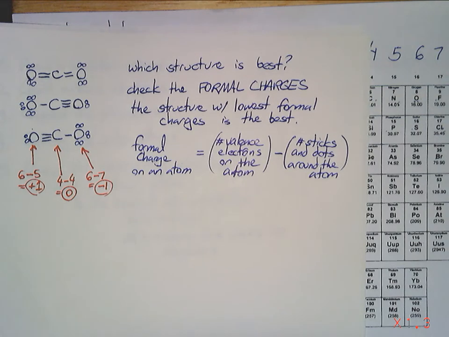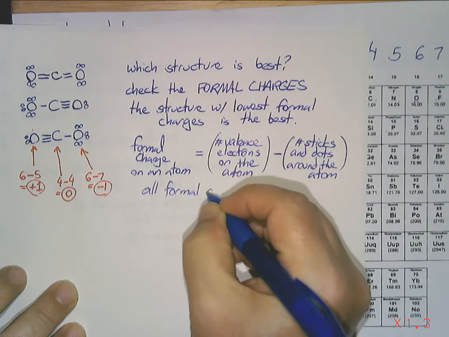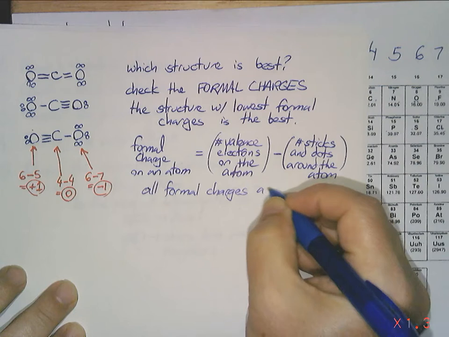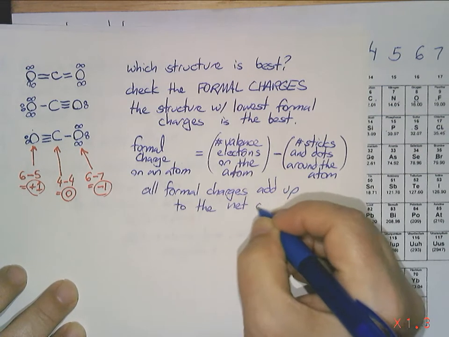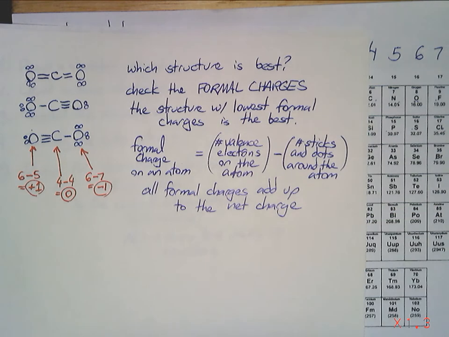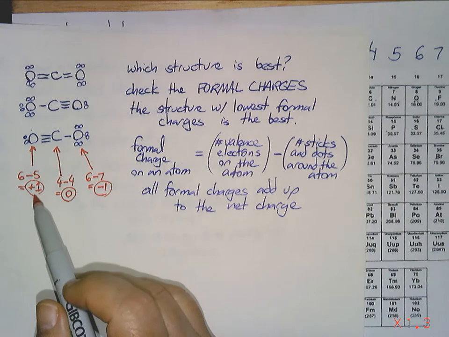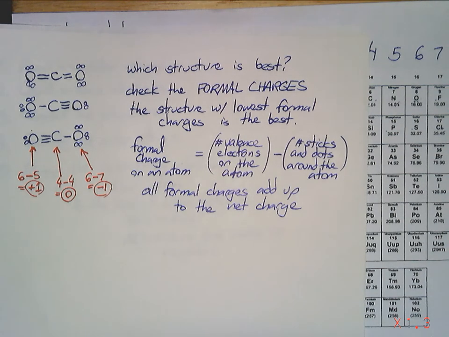There's a way to check and see whether you did this correctly. All the formal charges add up to the net charge on your molecule, just like oxidation numbers did. Remember, all the oxidation numbers for all the atoms in a compound had to add up to the overall charge. And it's the same thing with formal charges. So here we have a plus 1 plus a 0 minus a 1, which adds up to 0, the overall charge on CO2. So that's a nice way to check whether or not we've assigned them correctly.